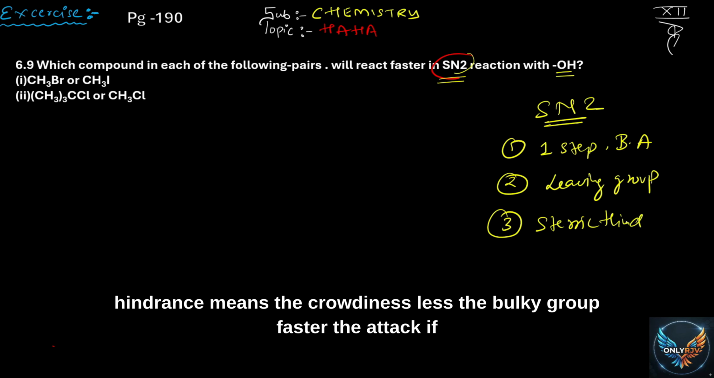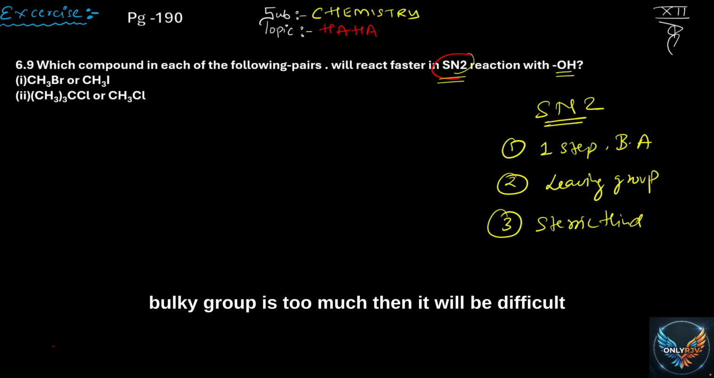Steric hindrance means the crowdedness. The less bulky the group, the faster the attack. If the bulky group is too much, then it will be difficult for the nucleophile to come and attack. Now let us see the first question.